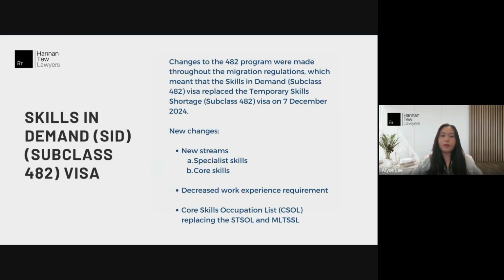So as some of you may be aware, the Skills and Demand visa replaced the temporary skill shortage visa on the 7th of December 2024 last year. The subclass number 482 remains the same. Much of the requirements is largely the same, but the biggest changes are there are now new streams.